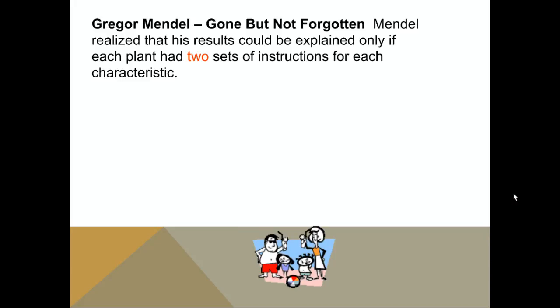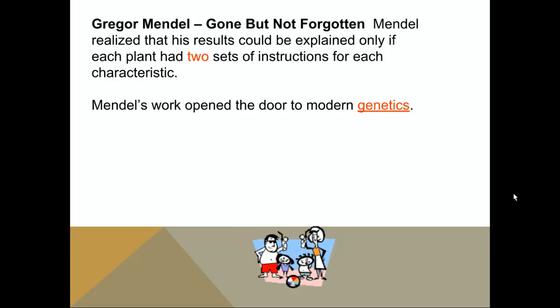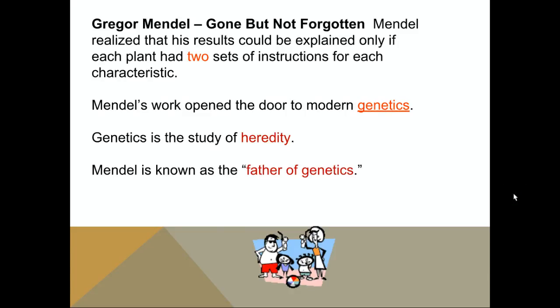So Mendel realized that his results could only be explained if each plant had 2 sets of instructions for each characteristic. Mendel's work really opened the door to modern genetics. Genetics is the study of heredity, that passing of traits from parents to offspring. We refer to the whole thing as genetics. And Mendel is known as the father of genetics, or sometimes you might even hear the father of modern genetics.